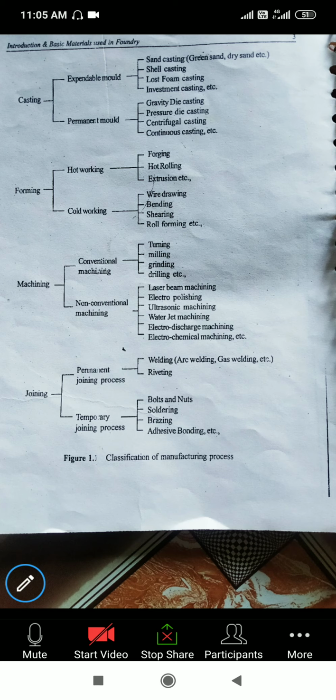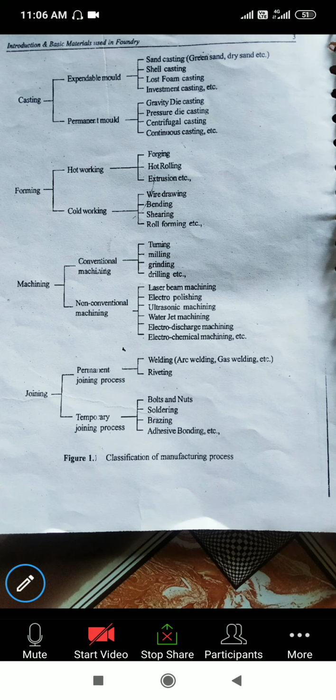Once again, the casting is classified into two types. One is an expandable mold and the second one is a permanent mold. In the expandable mold, in the previous class I have explained the expandable mold details. Now let us see which are the examples that come under the expandable molds. That's the procedure of the casting. First one is sand mold, second shell casting, lost foam casting, and investment casting.